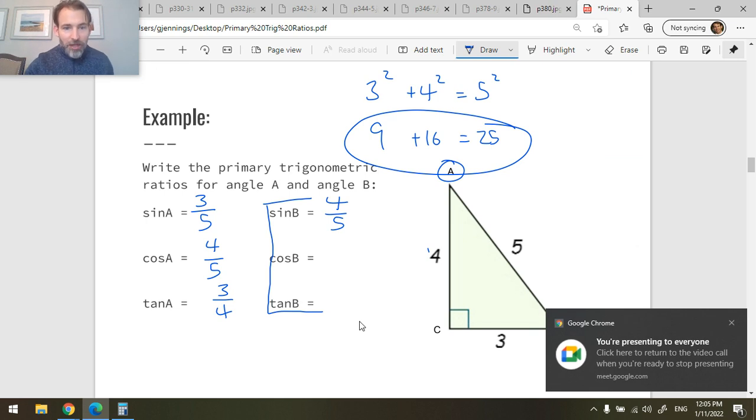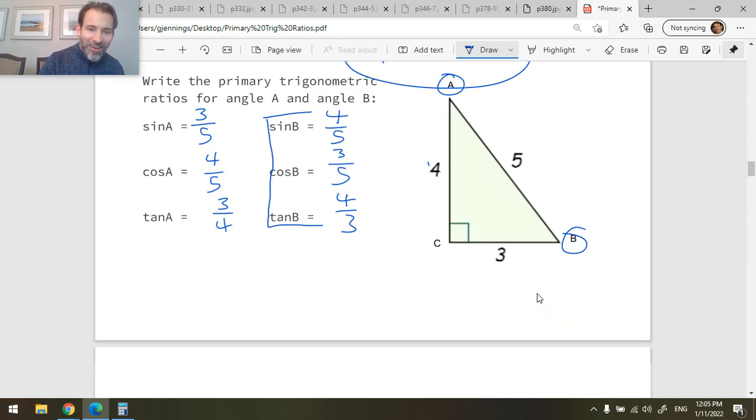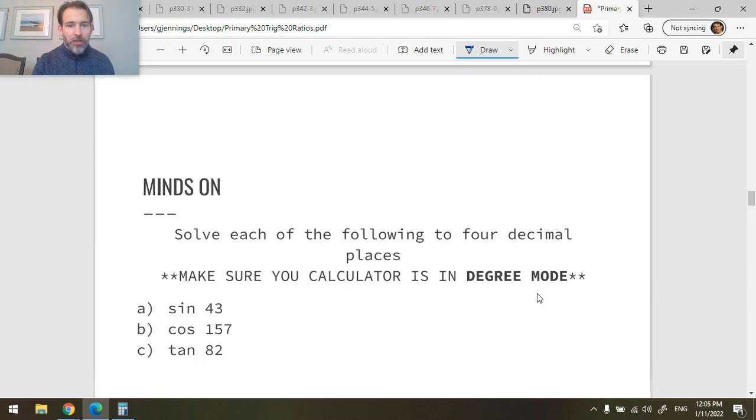And then cosine of B, well, I'm looking from this side. So that's adjacent over hypotenuse. So that will be 3 over 5. Notice that if I look from one angle or the other angle, the sine and the cosine flip. They're kind of opposites of one another. And then tangent, well, that's opposite over adjacent, so that's 4 over 3. And so that's just the reciprocal of looking at tangent from the other side. Now, let's keep going. The practice problems, you're going to do those.